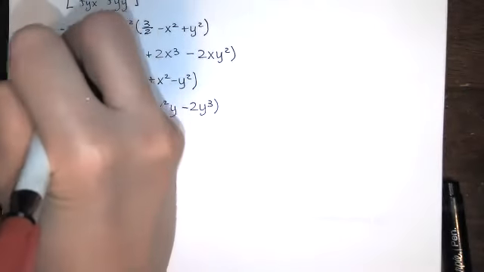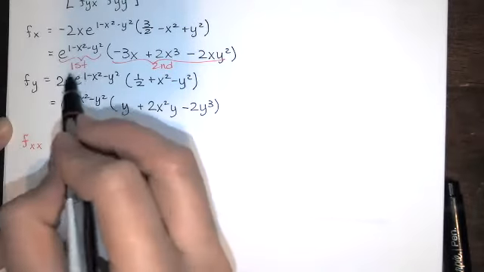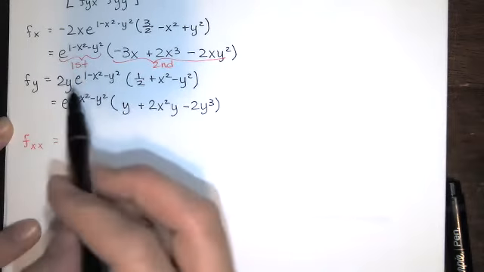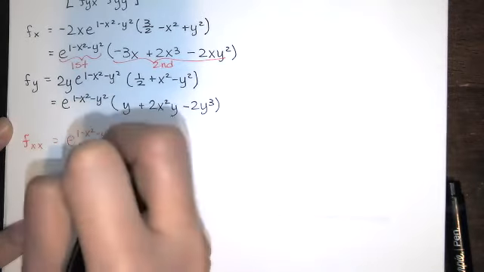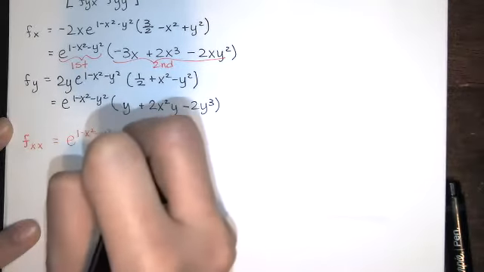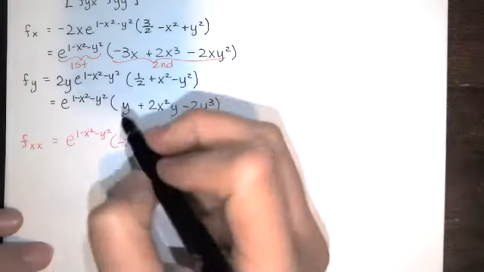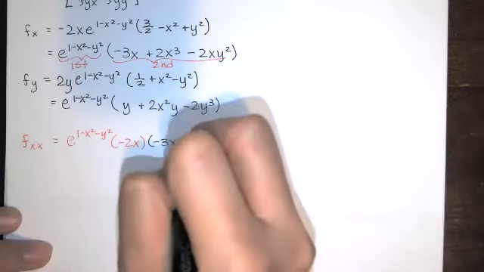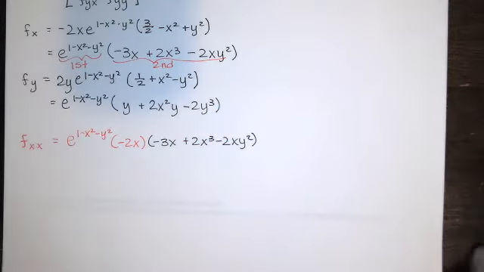If this is my first function, this is my second, derivative of the first is the derivative of this function using the chain rule. Derivative of e to some power is e to that power. And then we multiply by the derivative of the inside with respect to x, treating y as a constant. That's derivative of the first. And then we multiply by the second. And then we add derivative of the second times the first.